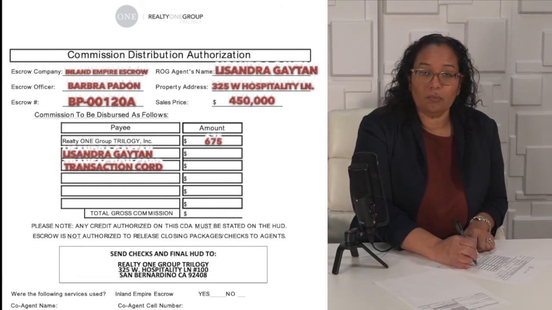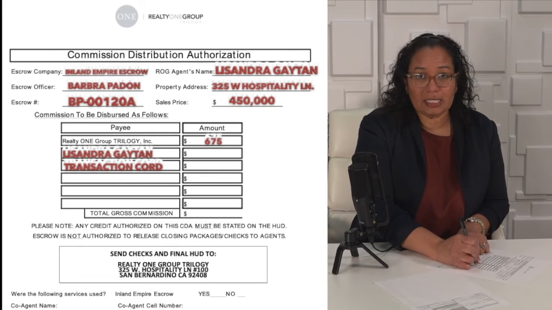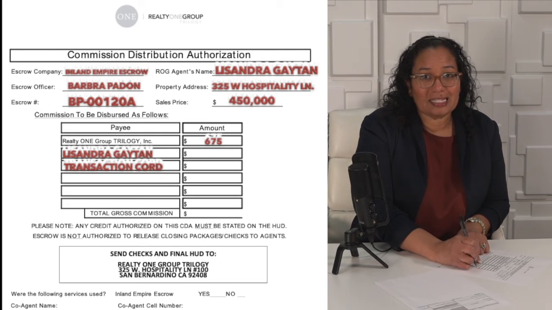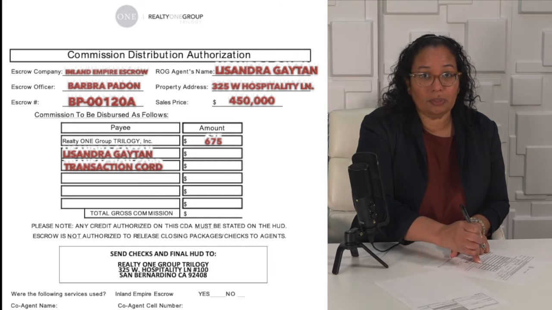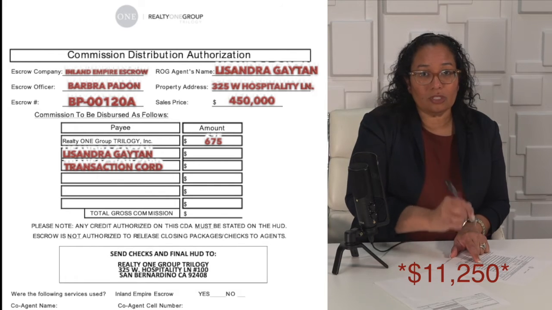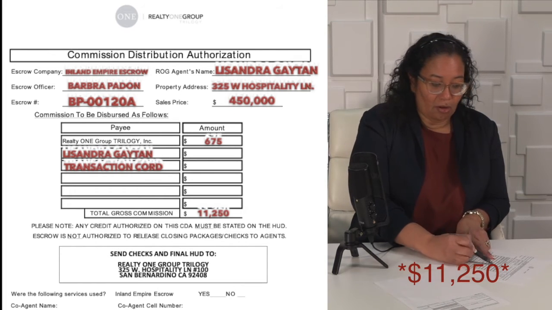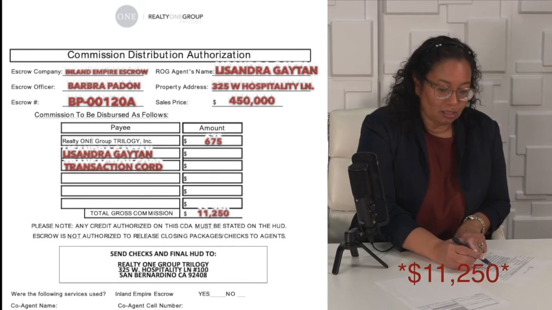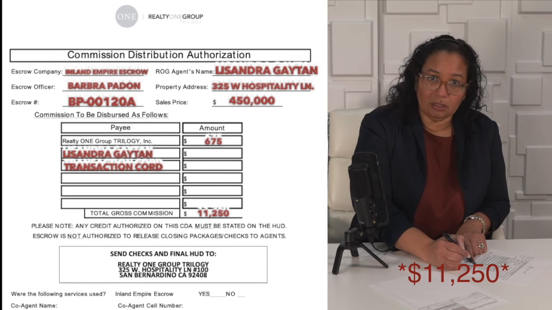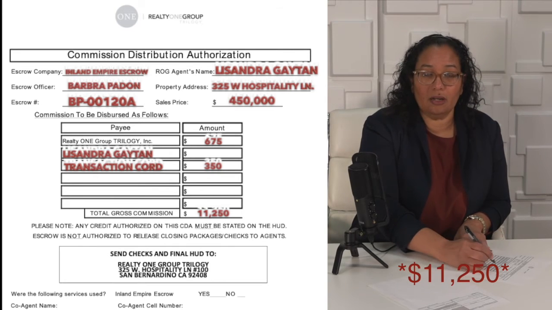Okay, the total gross commission on the bottom, on the last line, is going to be the total commission that is in the commission instructions that you get from escrow. So let's say you're getting 2.5%. That's the amount that you're going to put in there, the complete commission instruction. So let's say it's $8,000 commission. That's what's going to go in the gross commission amount. So let's put $8,000 right there. Now you're going to deduct the fee, $675, from the $8,000. You're going to deduct your TC fee from the $8,000, and then it's going to give you the amount that you're going to receive in your check.